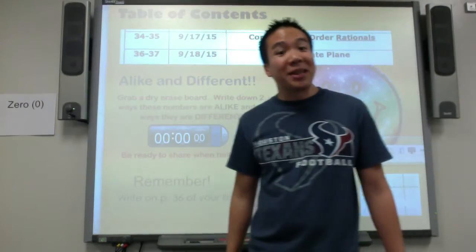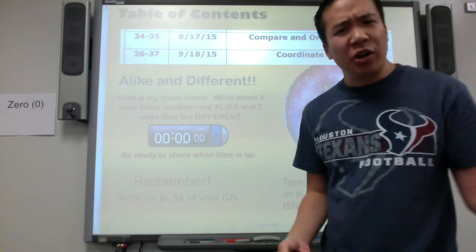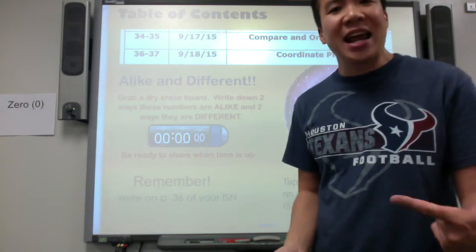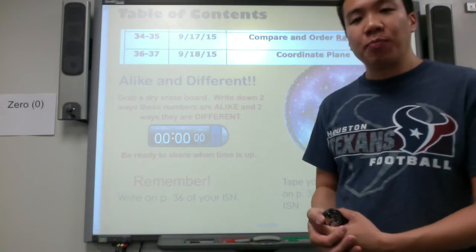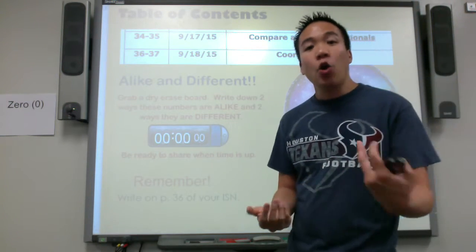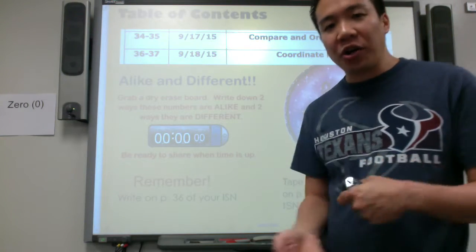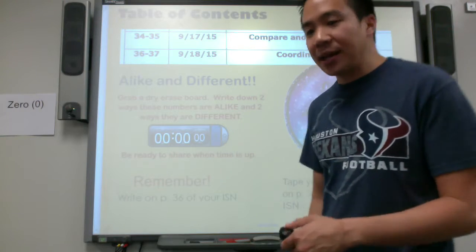This is the study of the coordinate plane with rational numbers. Rational numbers, again, what are rational numbers? Any number that can be written as a fraction or ratio. For example, integers, positive and negative whole numbers, can be written as a fraction by putting a 1 underneath it. A decimal can be written as a fraction, in the tenths, hundredths, and thousandths place.